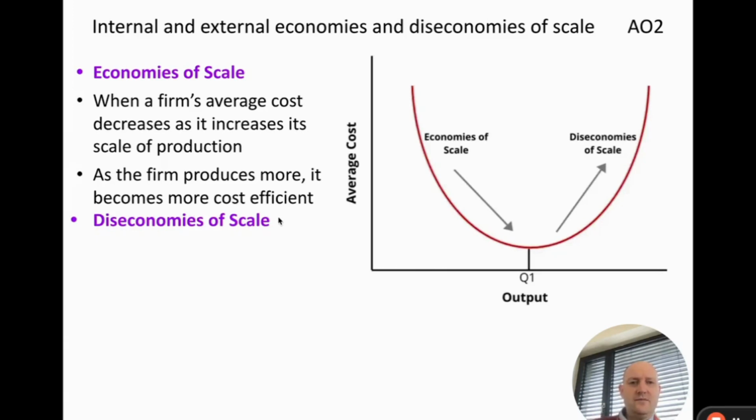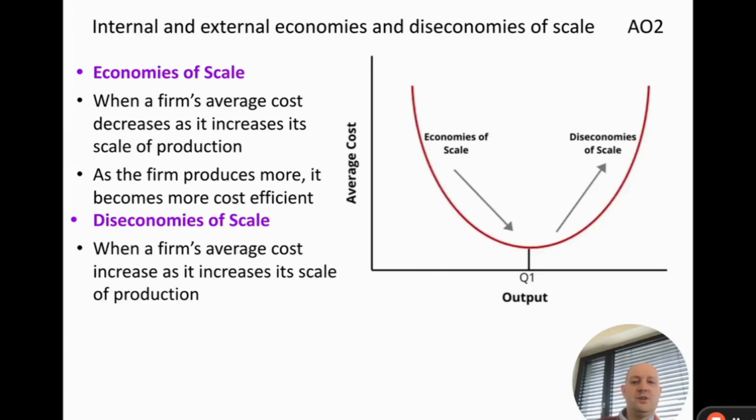We then do get something called diseconomies of scale, which is the opposite, which is when the firm's average cost increases as it increases its scale of production. So again, what's going to happen here is as the business produces more and more, the average cost is going to decrease until it reaches a certain point when suddenly the average cost will start to increase. And we call these diseconomies of scale. We'll look at those later.